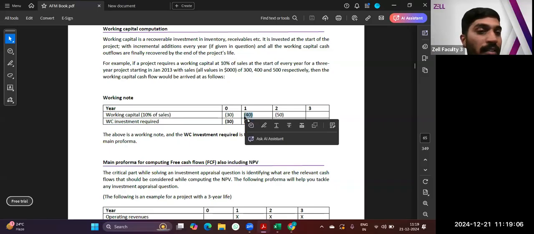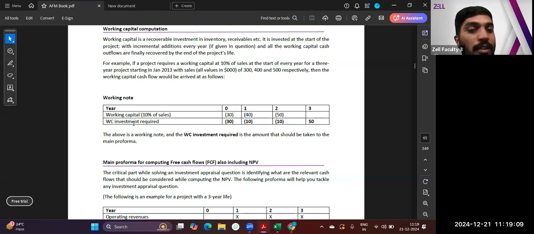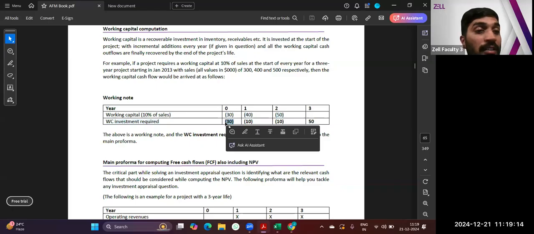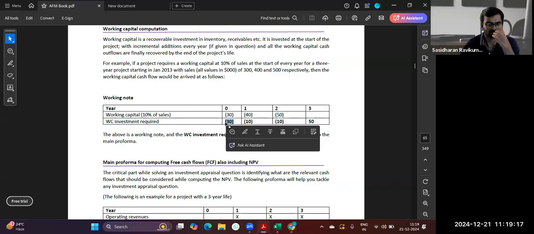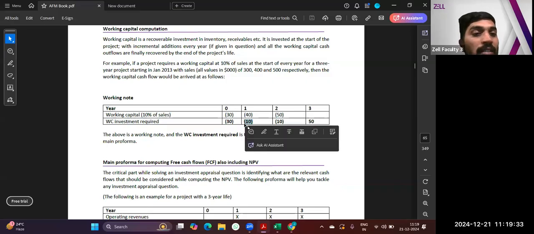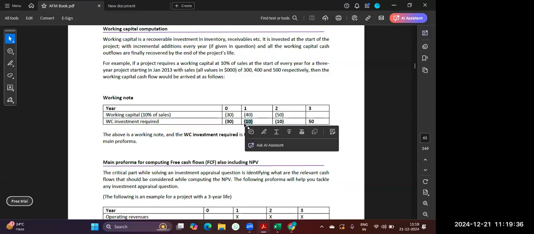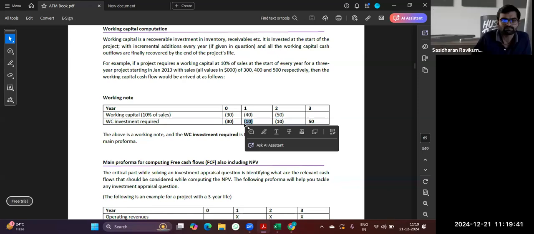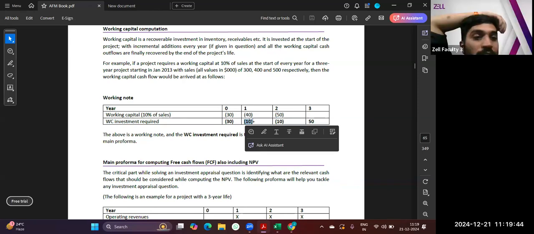Now look at this. This is my requirement. But what goes in my pro forma is the working capital required. I already invested 30 in year zero. That means at the end of year one, I'll get that 30 back. It's a working capital, it's not an income or expense. Once you sell the goods, you get all your blocked working capital back. So once you get that back, next year, what is your requirement? 40. You got 30 from year one. So how much additional do you need to put in? 10. So we have put in 10 over here.